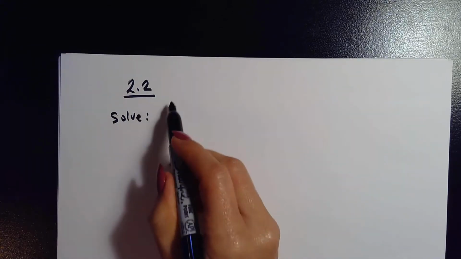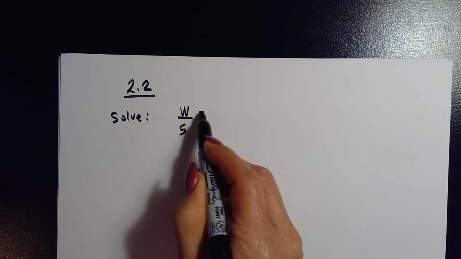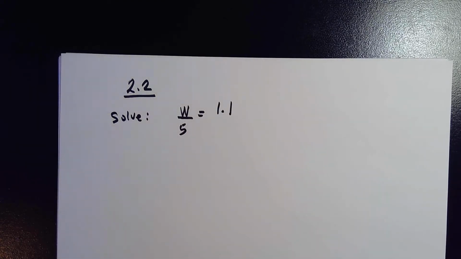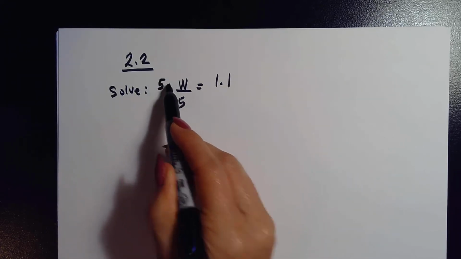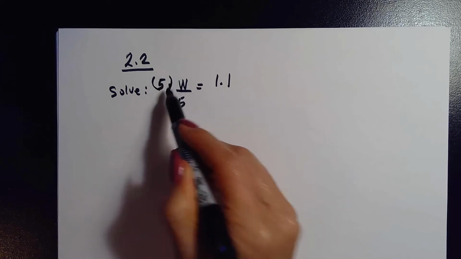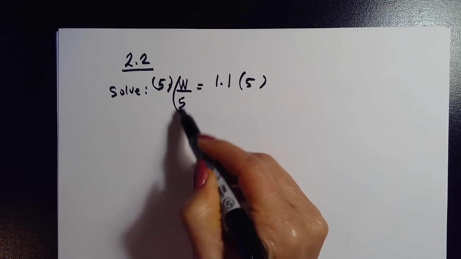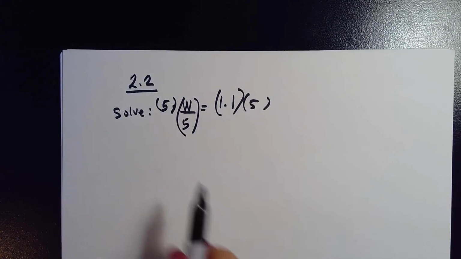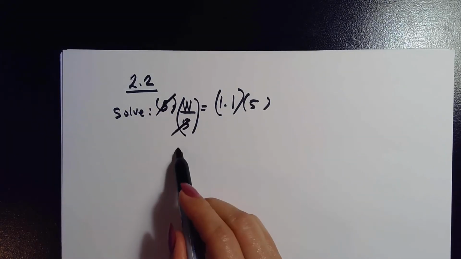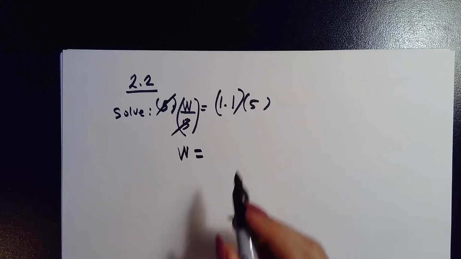So we're going to solve w over 5 equals 1.1. Well, this one, again, you want to isolate your variable. And so in order to do that, since I'm dividing by 5, I'm going to multiply both sides by 5, right? But this is going to be both sides of the equation. So I'm going to multiply both sides of the equation by 5. And so that's going to get rid of the 5 here on the left side. So w is equal to 5.5, right?